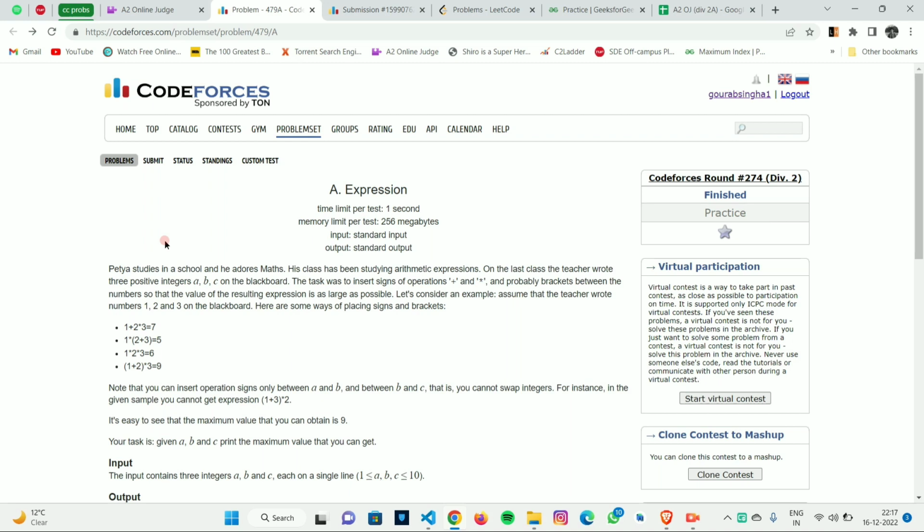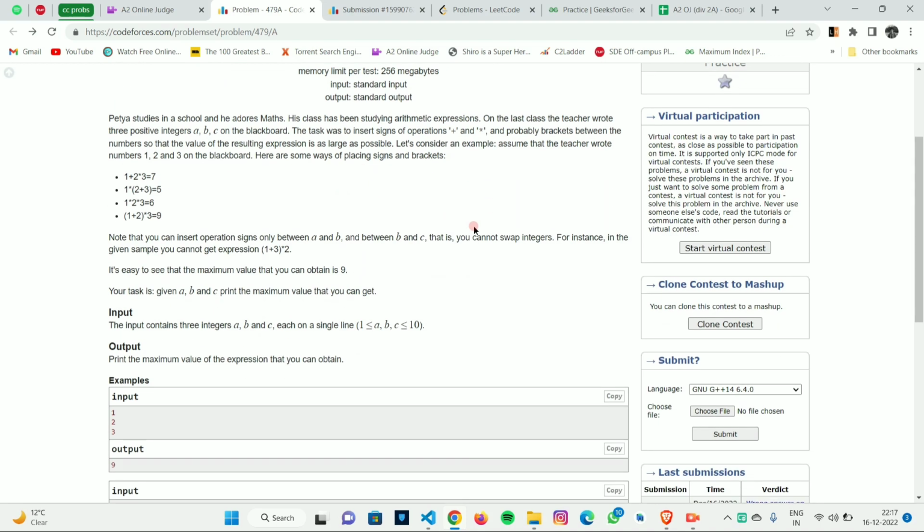My name is Gourab Singha and today we are going to solve the 17th problem of Div.2 from A to J, Expression. In this problem you are given three integers a, b and c, and you have a task: to insert signs of operations, addition and multiplication, and probably brackets between the numbers so that the value of the resulting expression is as large as possible.